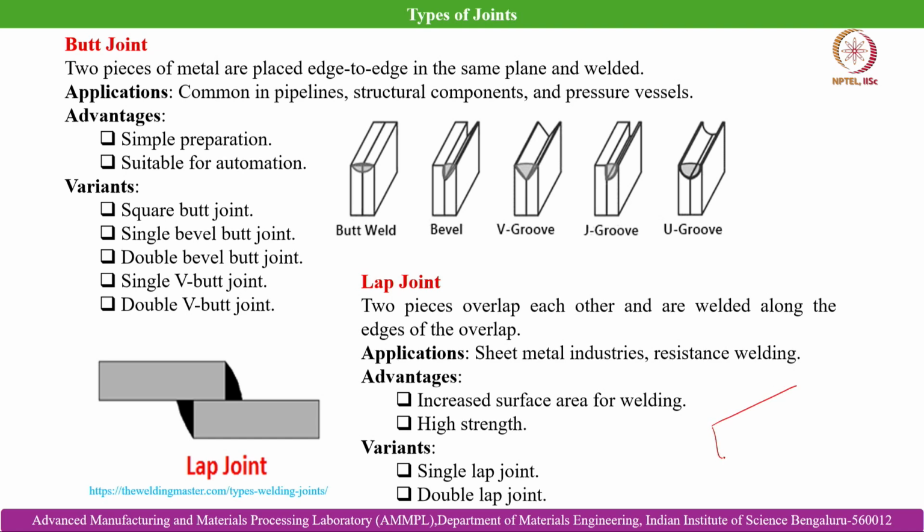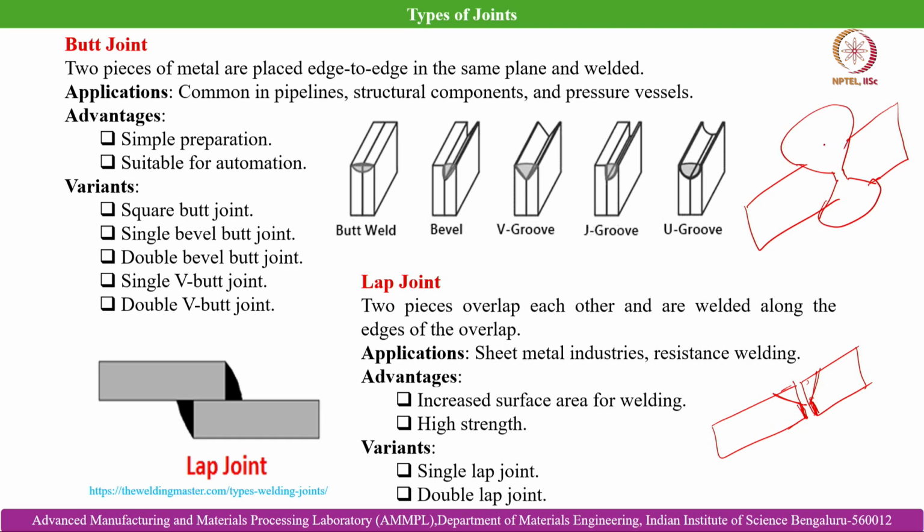In a butt joint, the two pieces are placed along their edges, and based on requirement the groove can be of different types. This is a case of single V groove butt joint. There can be cases where we go for double V groove butt joint. This is a typical example of double V, where this is groove 1 and this is groove 2. So, double V butt joint.